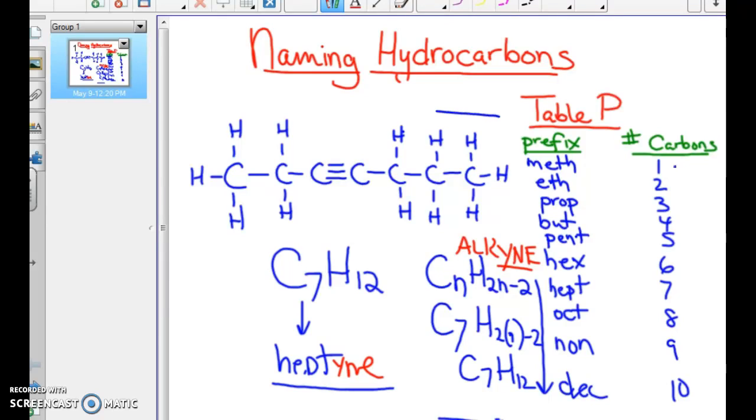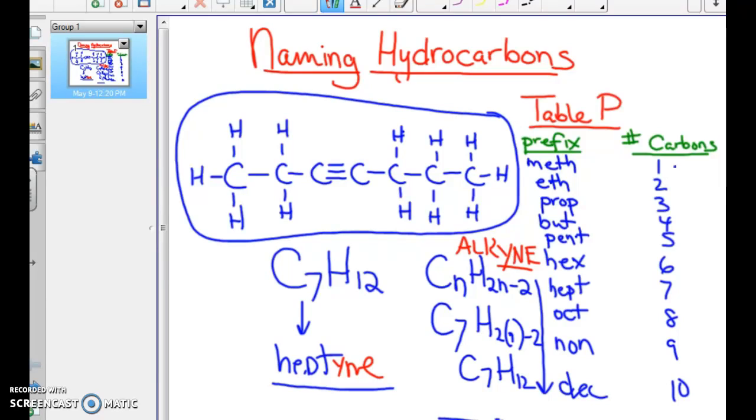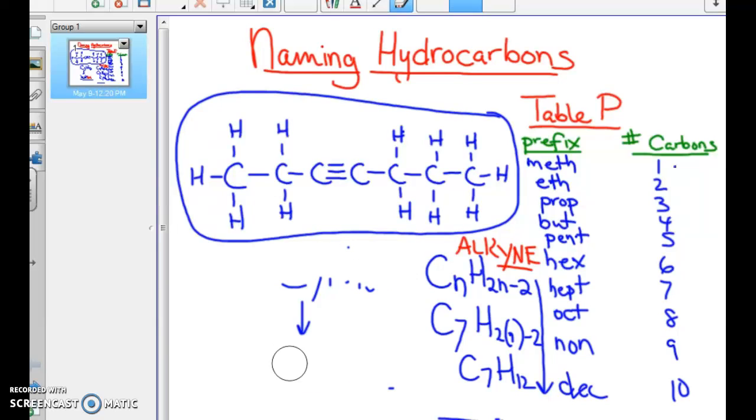Now, clearly, when I write the molecule out, it's obvious where the triple bond is. But how do I communicate the position of the triple bond? Let me clean up a little bit here. Well, whenever you see a structural formula, the first thing you should do is number the chain. You should number each carbon. I have 1, 2, 3, 4, 5, 6, 7 carbons.